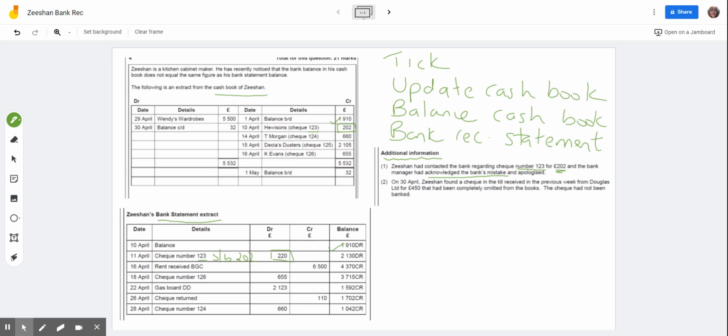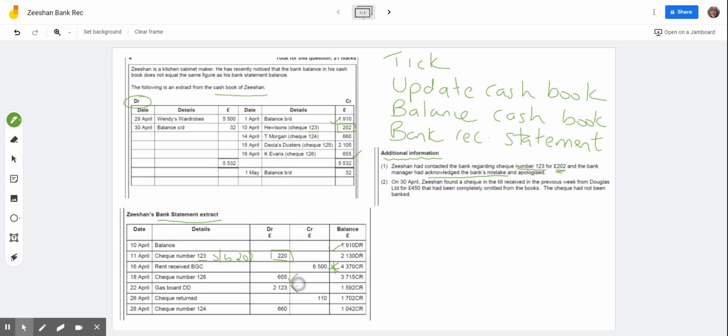Right, if we carry on with the ticking, we've got some rent received on the 16th of April, 6,500. That is not in the cash book. If you have a look on the debit side of the cash book for receipts, because remember the bank statement is the opposite way around, we haven't got a receipt for 6,500, so we can't tick that off. Check number 126, Kay Evans there, 655, that's on the bank statement and it's in the cash book, so we can tick that off.